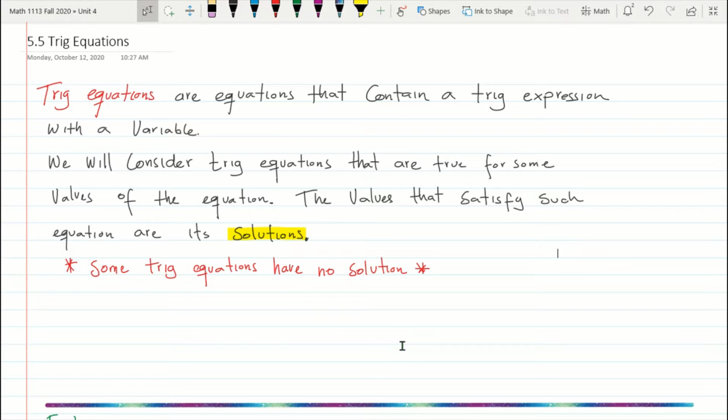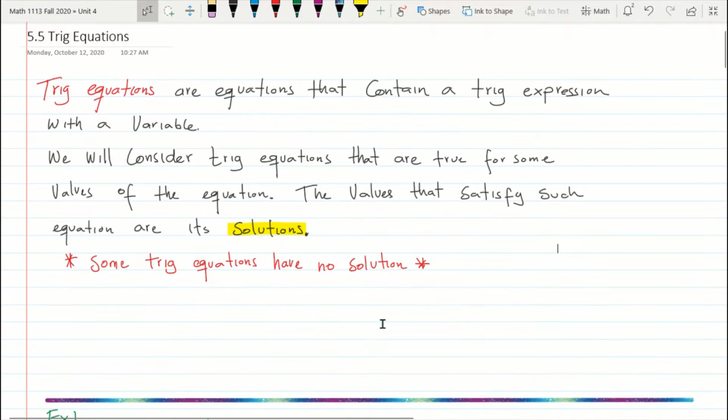Here in the trig equations that we're going to work with, we will consider the values that make the equation true, right? So those are the values that are true for some equation. Whatever satisfies the equation we're working on is considered a solution. So basic, kind of like what you would do in college algebra. Same as in college algebra, we have some equations that don't have solutions, right? So not every equation will have a solution, so we have to be kind of smart about those things.